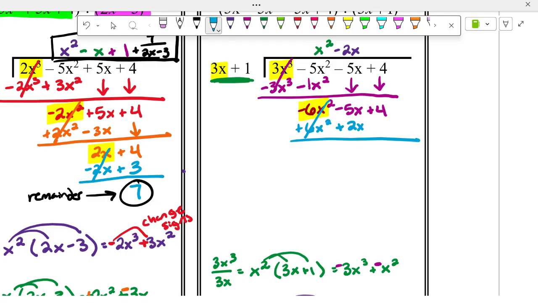So that goes away. Aiden, what's negative 5x plus 2x? Good. And then we bring down the plus 4. All right, what's my next move, Zoe?